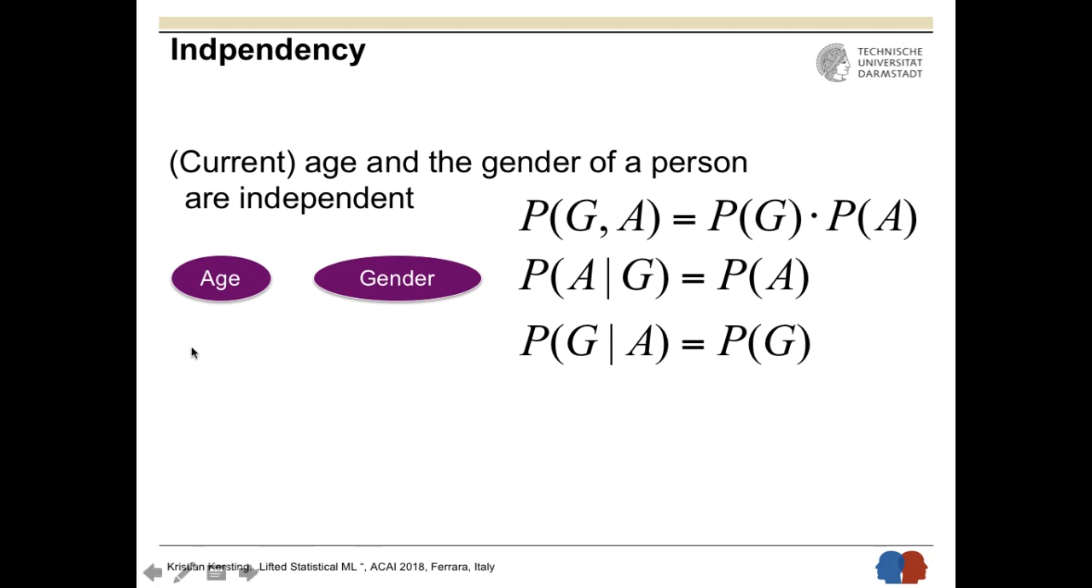So you may argue that it's not a good example here, but anyhow, let's pretend that age and gender are per se independent, which makes sense at least for didactical reasons. Because you can apply the chain rule or something you have seen in the Bayes rule, you can also easily see that this is the same as the conditional probability of A given G equals P of A. So if I'm asking what is my gender, you're not getting any information.